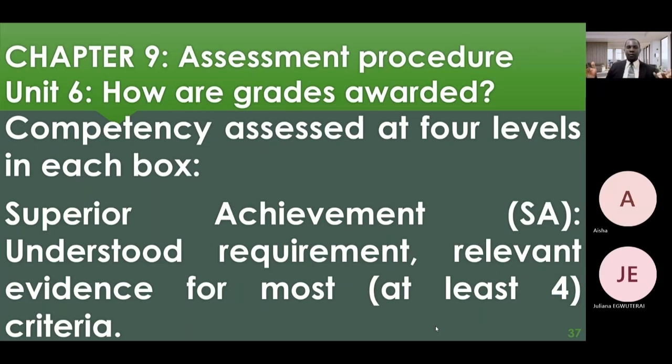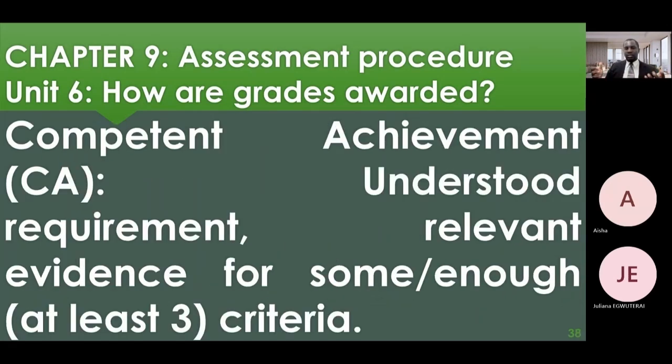You see, you've spoken to 4. And in that discussion, you get 4 marks. So that's superior achievement. So if by way of exam tension, drought of ideas, you should go below 4, it should be 3. It means you understood the requirement with relevant evidence for some enough points. 3 of those points, and you've displayed competence achievement. So this is the minimum you should go in the exam.